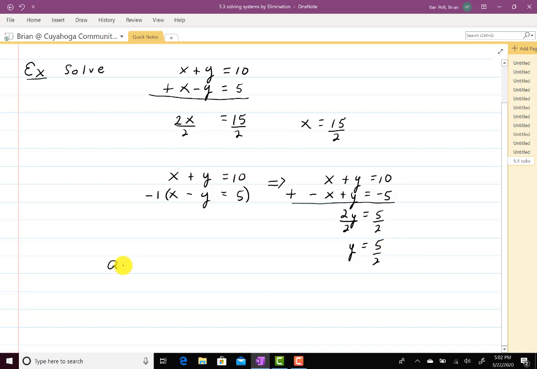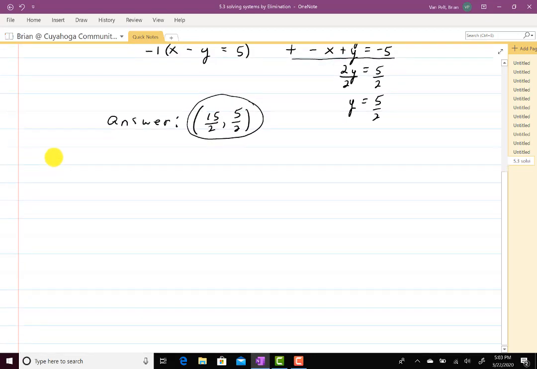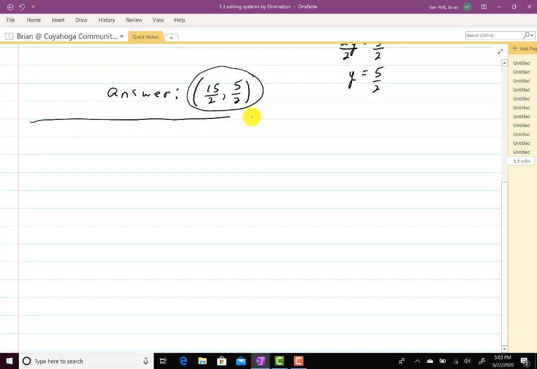Anyways, our answer is 15 halves, comma, 5 halves. Of course, you should always check these answers by plugging them back into the original equations and making sure that both answers work in both equations. So that's the gist. This is the simplest possible example. I'm going to do more difficult examples as I continue. So let's move on to the next one.